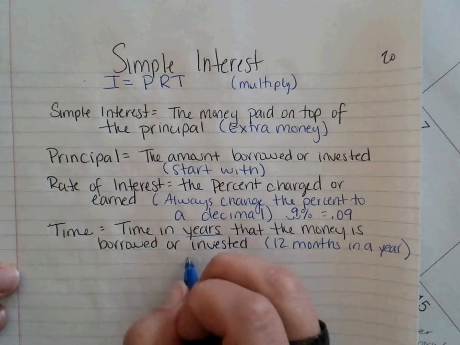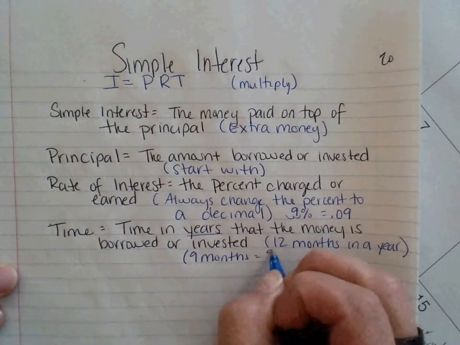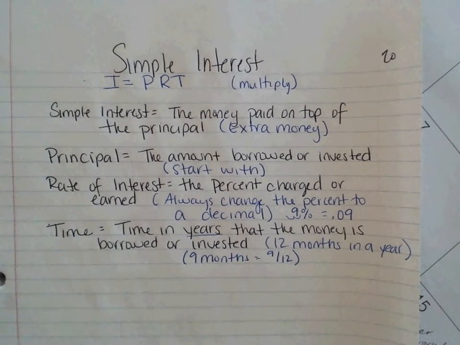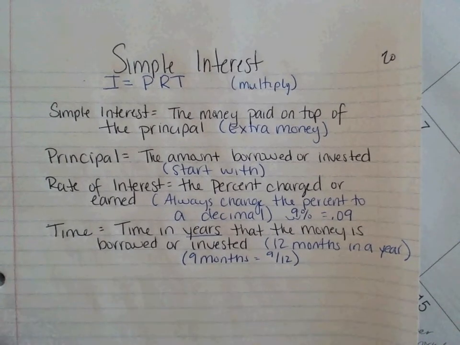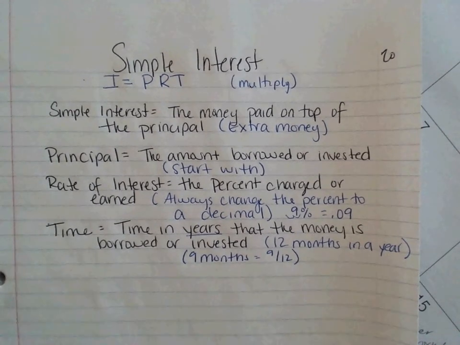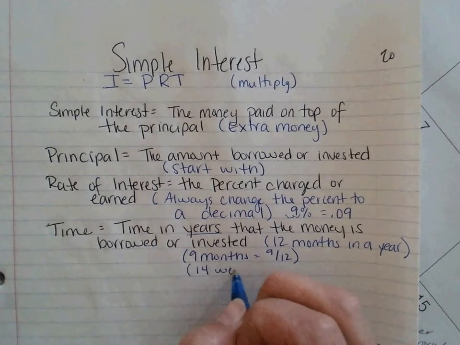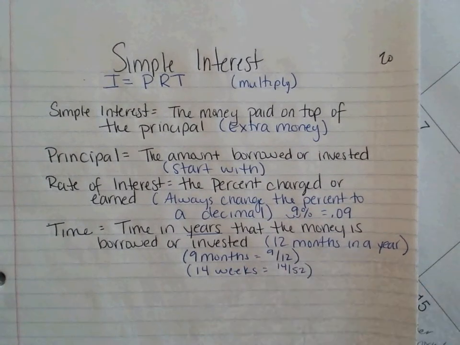which means if I say 9 months, I'm going to say 9 over 12, because you're always going to want to write it as a fraction of a year. You can't ever have months or days, you have to have years always. And remember, there are 52 weeks in a year. So if I said 14 weeks, we would write this as 14 over 52.